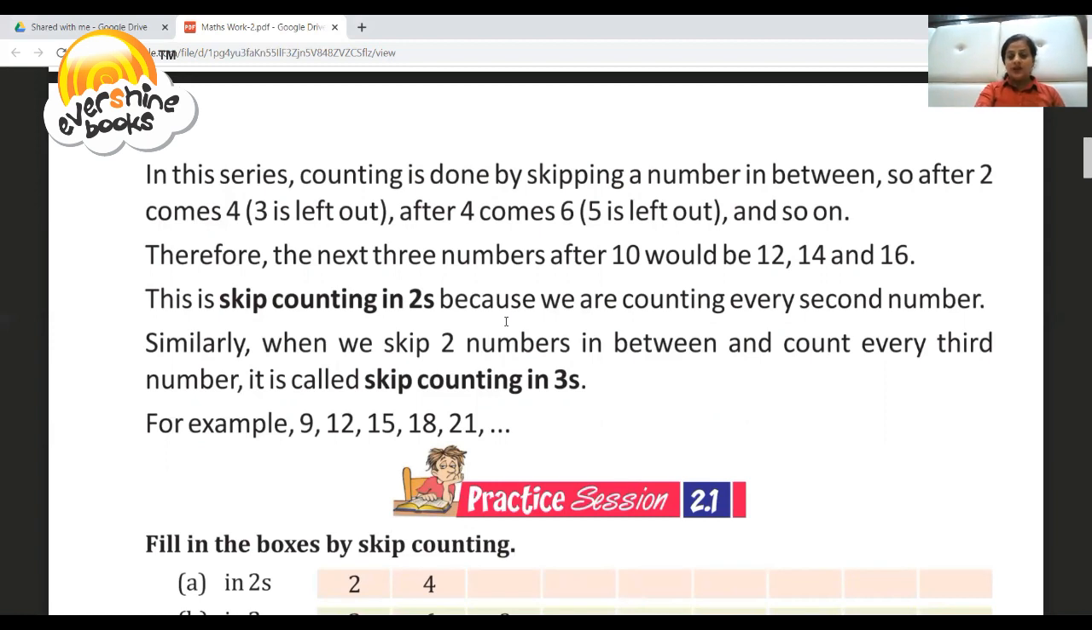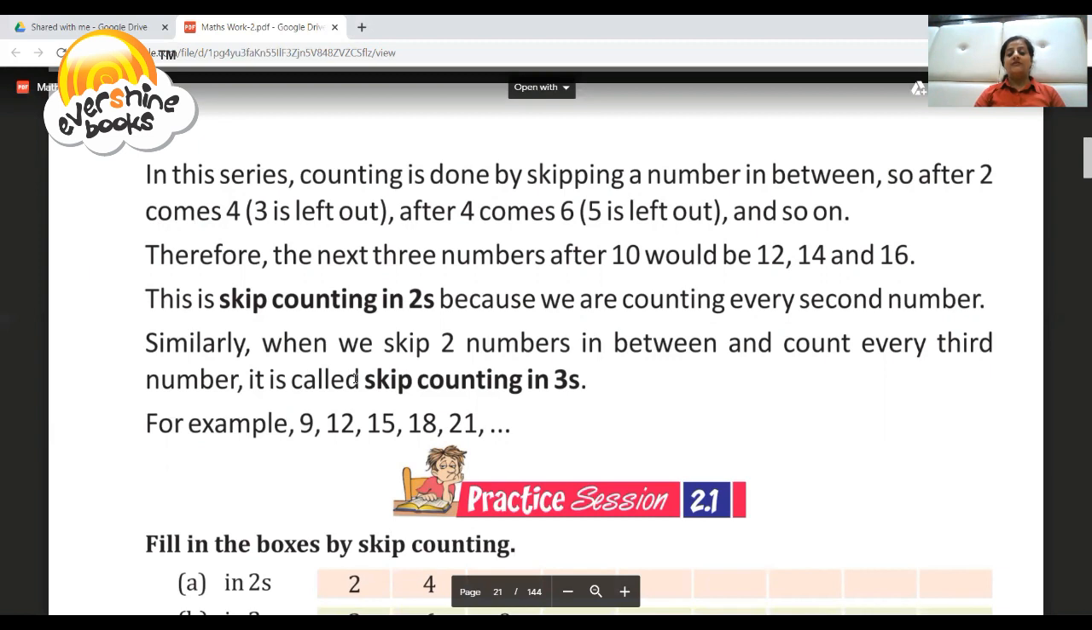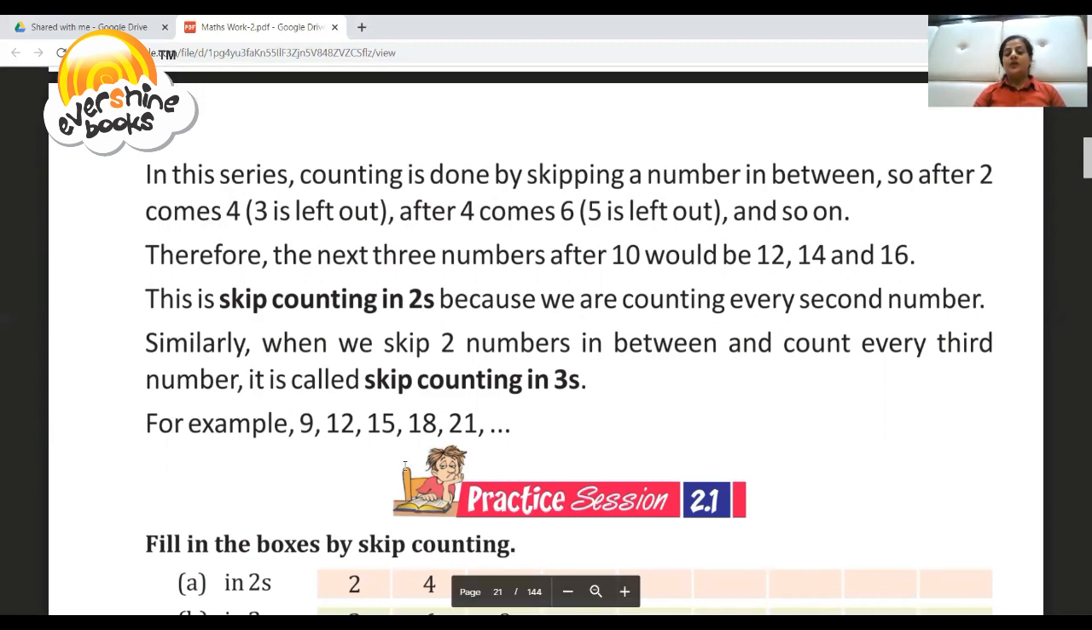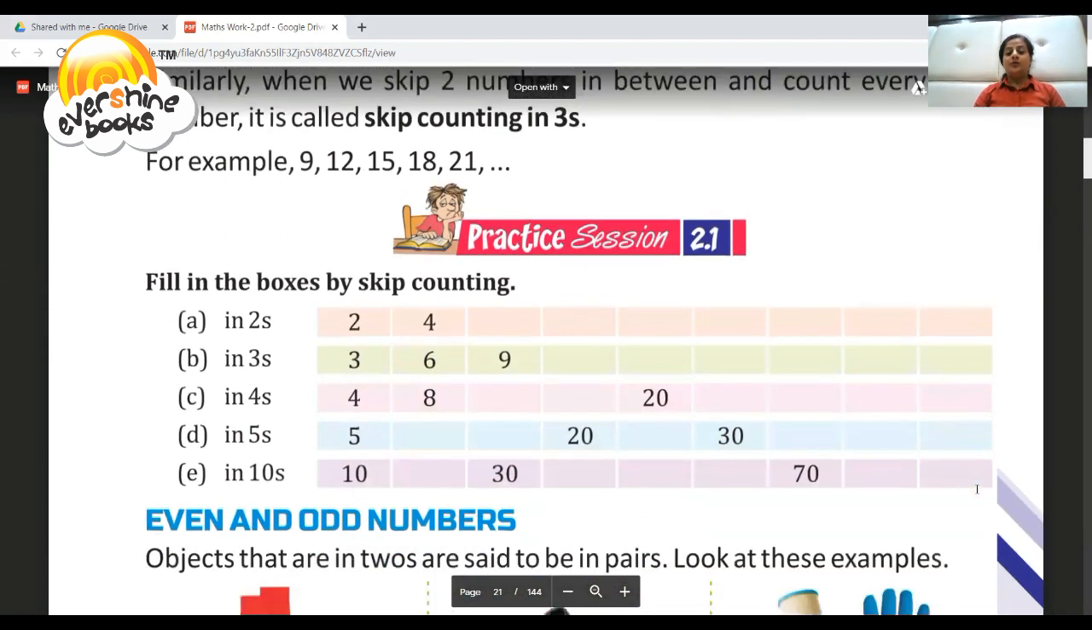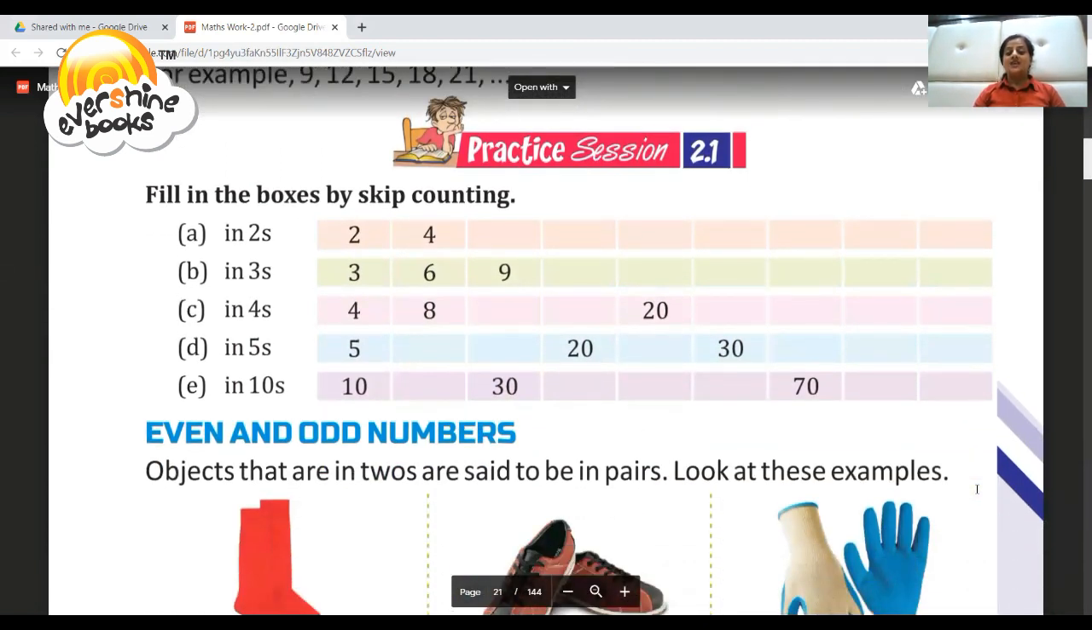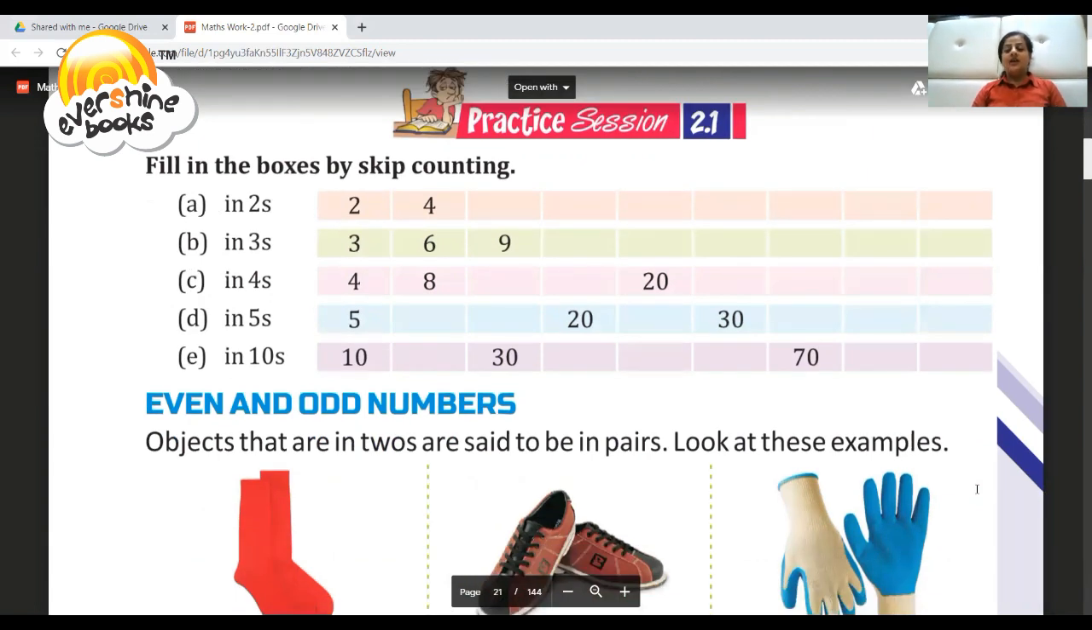Similarly, when we skip two numbers in between and count every third number, it is called skip counting in threes. For example, it is like a table also, like 3, 6, 9, 12, 15, 18, 21, 24, 27, 30, and so on. So here we come to our exercise, practice session 2.1. It is related to skip counting.